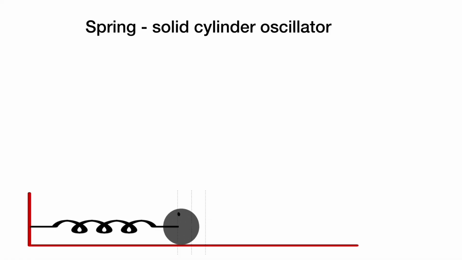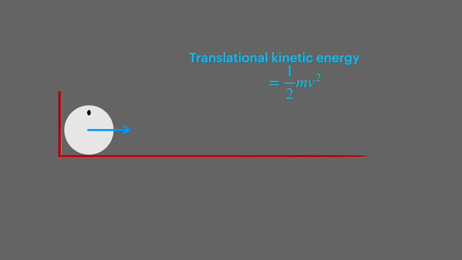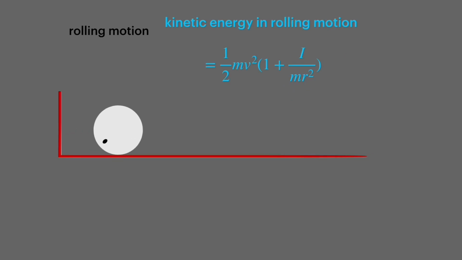Now we come to our next scenario where we have a solid cylinder attached to a horizontal spring and performing SHM in case of rolling without slipping. The mass of the cylinder is m and its radius is r. Therefore, the moment of inertia along its longitudinal axis is mr square by 2. In case of rolling motion, the body has translational kinetic energy of half mv square and it also has a rotational kinetic energy of half I omega square. Therefore, the total kinetic energy of the rolling body will be half mv square plus half I omega square, which is equal to half mv square into 1 plus I by mr square.